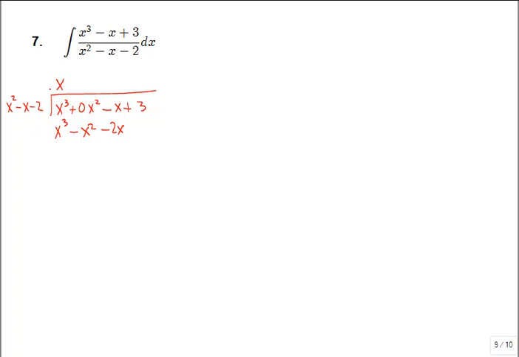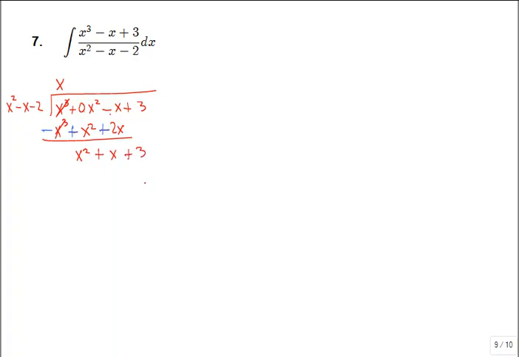Make sure you distribute this x to all three of these terms and line that up underneath the corresponding like terms. Then we need to subtract. Remember that we're subtracting this entire bottom row, so you need to change your signs of all three terms. So this becomes minus, plus, and plus. These should cancel. 0 plus x squared is x squared. Negative x plus 2x is positive x, and then I bring down my 3.